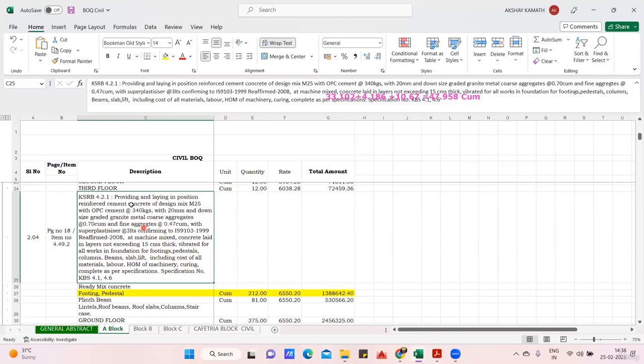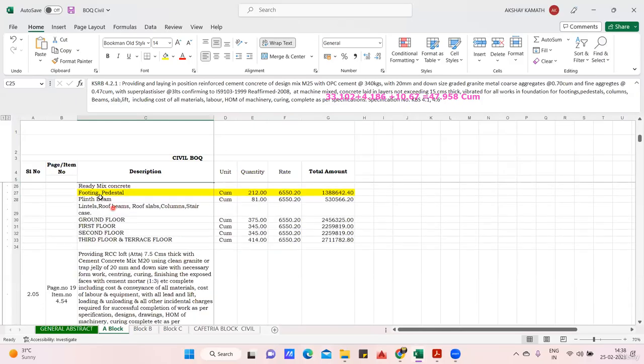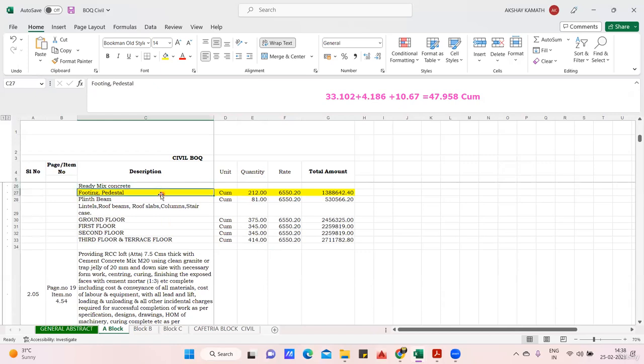Look at this particular BOQ. What he has done: footing and pedestal, that is whatever I did up to the plinth level, he has taken footing and pedestal. Pedestal means it's called neck column. Few people write pedestal. So this is the quantity they have, and based on that he has multiplied it with the rate. Next, whatever plinth beam we have, he has taken it separately. So his plinth beam quantity is 81 cubic meters. Then wherever your lintel, roof beam, roof slab, column and staircase are coming, in that he has done a bifurcation like ground floor, first floor, second floor, third floor and terrace floor.